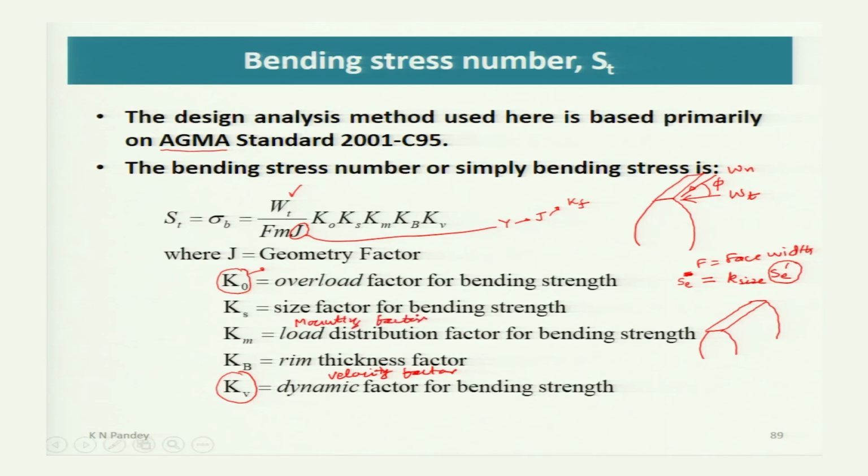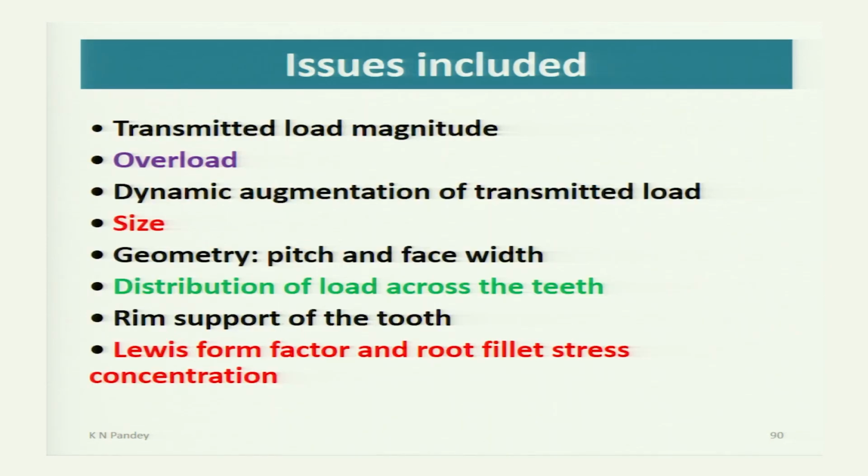Well, so the bending stress which will develop at the root as per AGMA is given by Wt divided by F m j, multiplied by Ko, Ks, Km, Kb and Kv. Now, issues which are included in the AGMA bending equation are transmitted load magnitude, the effect of overload, dynamic augmentation of transmitted load, size, geometry, that means the pitch and the face width, distribution of load across the teeth, rim support of the tooth, Lewis form factor and root fillet stress concentration.